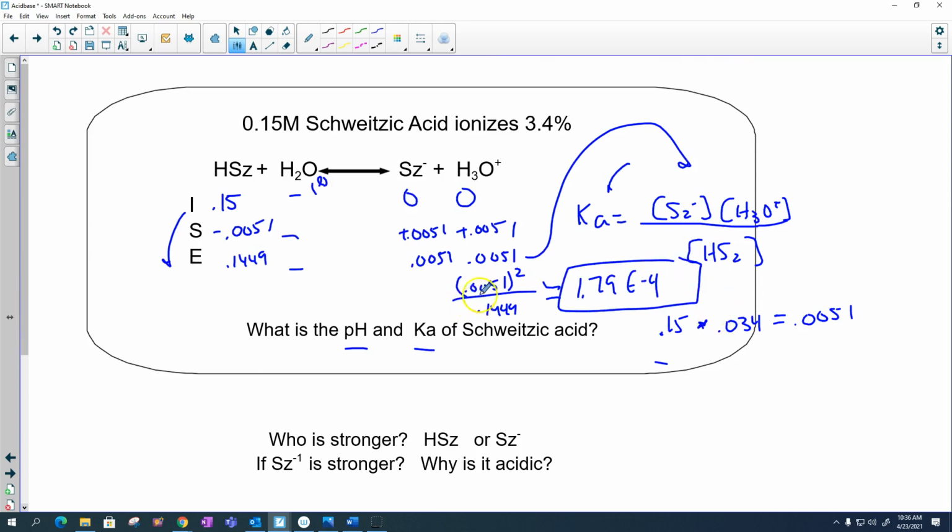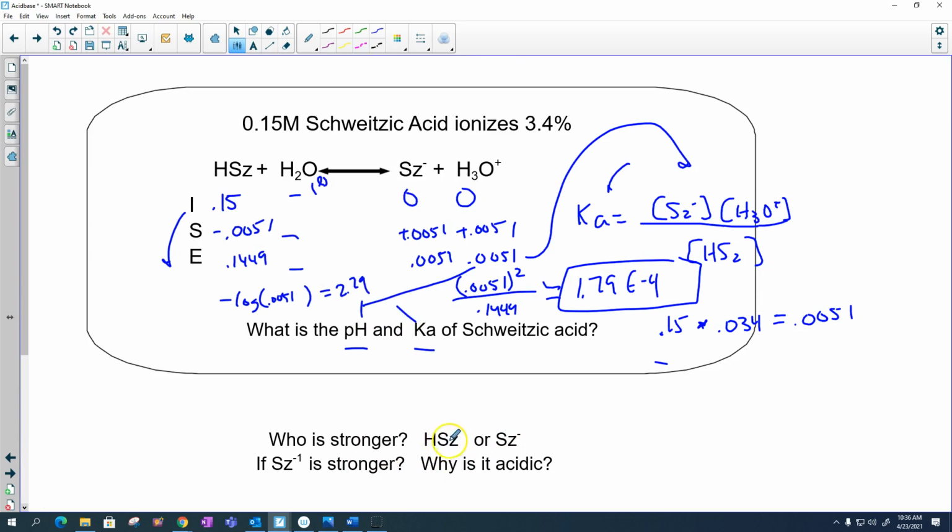And then, of course, my pH is just the negative log of this particular one here, 0.0051. Here we go. Negative log of 0.0051, and there we go, 2.29. 2.29, and that's my two answers there.